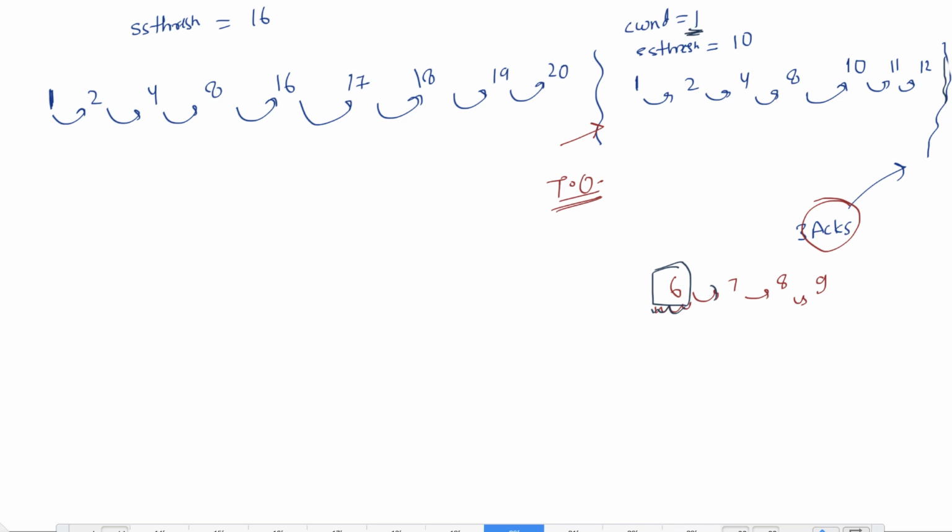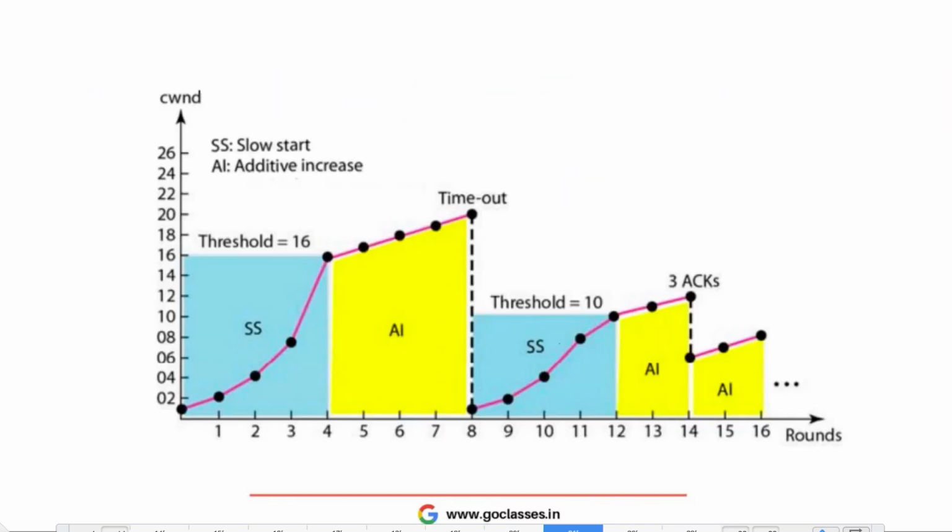So now let's solve one question. But before that, this is the diagram for the example that I have just shown. You will be increasing exponentially until the threshold. Suppose there is no problem till this point, and the first problem is here. You got the timeout, which means you will immediately decrease it to 1, and then you start with slow start. So slow start means you will always start with 1, basically. You can remember it like this.